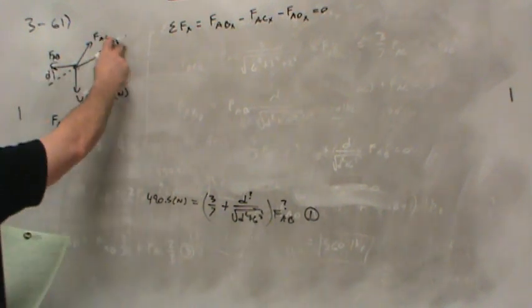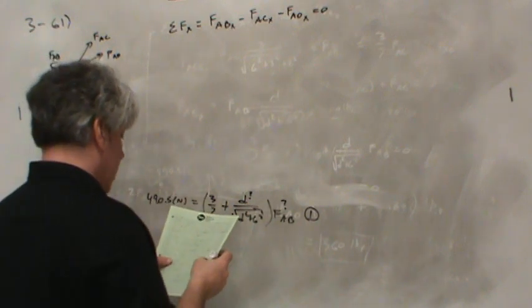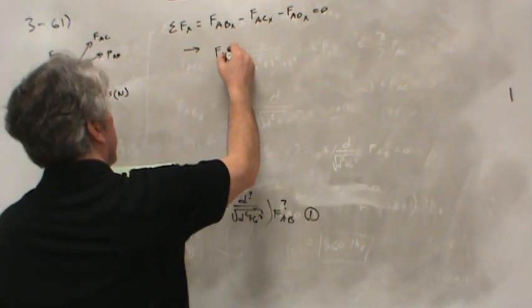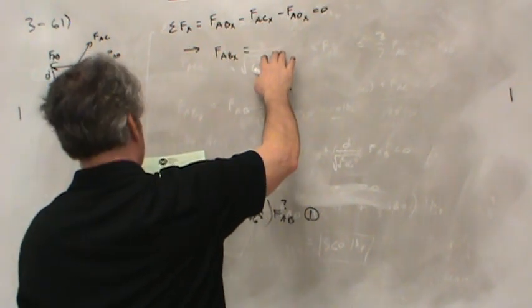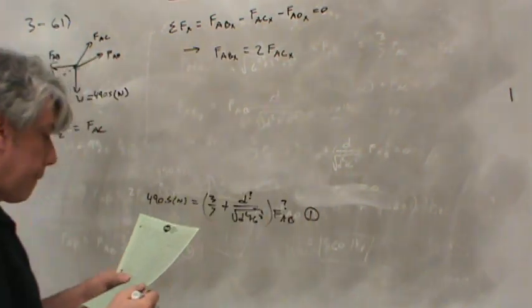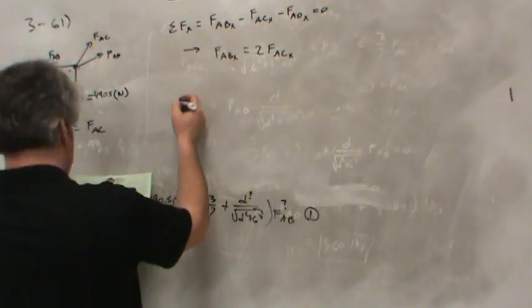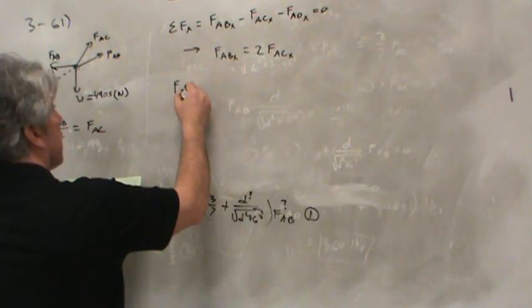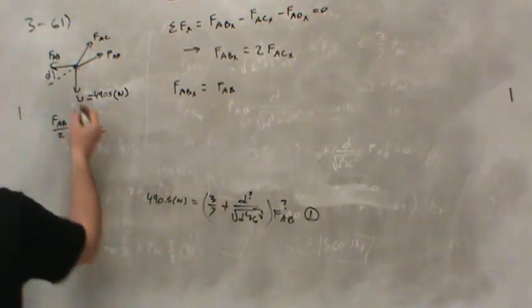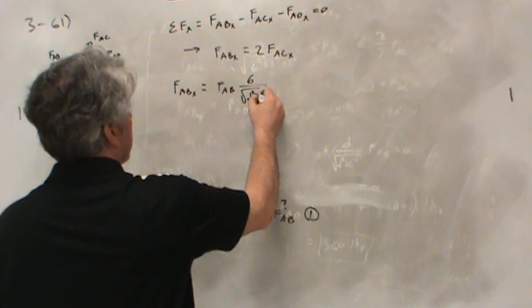Now again, AC and AD are equal to one another because they're symmetrical. And so we should be able to write from this, FABX equals these two on the other side, but they're equal, so 2 say ACX. Now FABX is FAB times what? Well, we just want this 6 meter length over the hypotenuse. 6 over root D squared plus 6 squared.